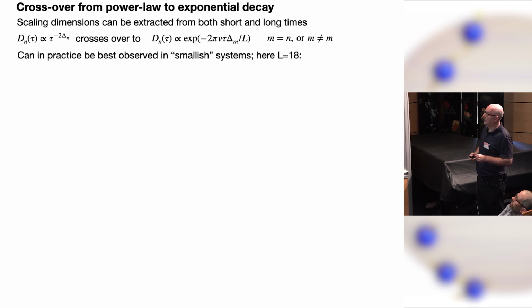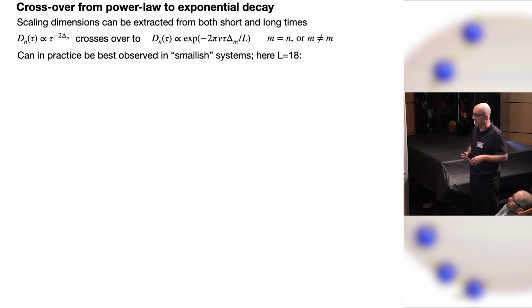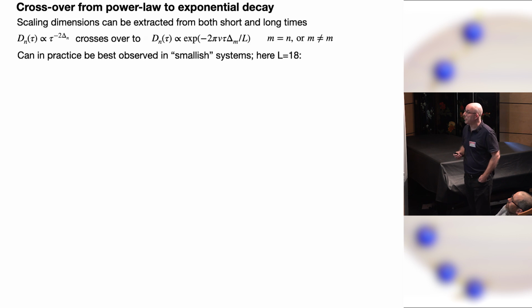An interesting aspect here is that I wrote delta n. It's some operator with scaling dimension n. But when it crosses over, I wrote it with another delta m here, because they actually don't have to connect to the same scaling dimensions, it turns out. To really see this crossover, we have only been able to do that in relatively small systems, because these exponential decays are very hard to see in big systems.